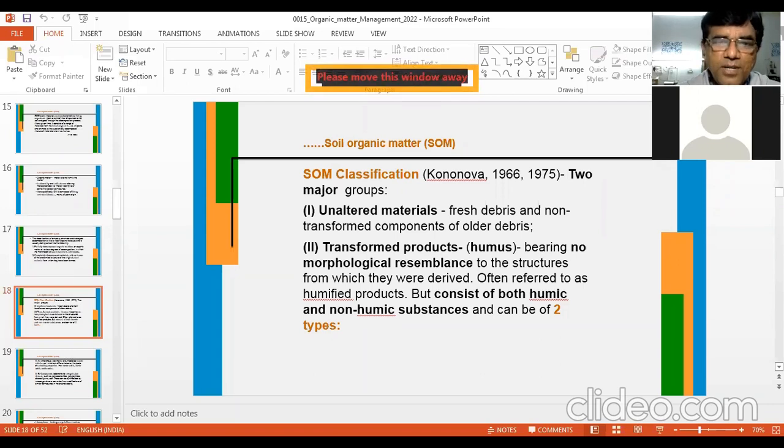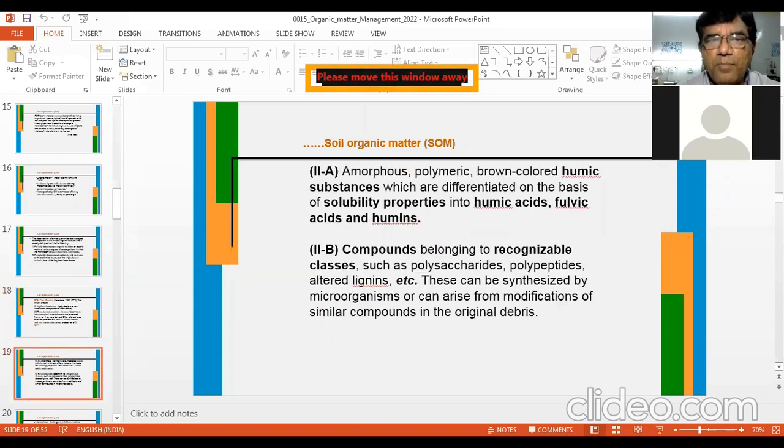Humic substances, you understand, fulvic acid, humic acid, and humin are humic substances, but there are certain non-humic substances in humus. These are number 2A and 2B, amorphous polymeric brown-colored humic substances, which are differentiated on the basis of solubility properties into humic acids, fulvic acids, and humins. So these are humic substances: humic acid, fulvic acid, and humin. So they are amorphous and polymeric.